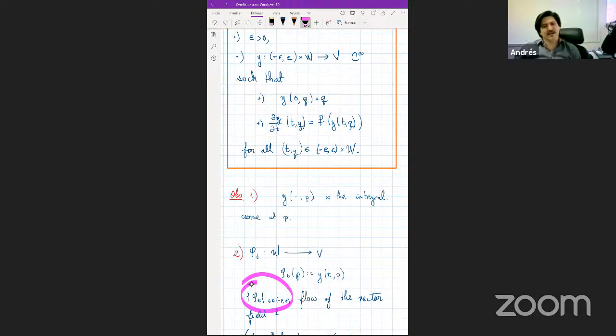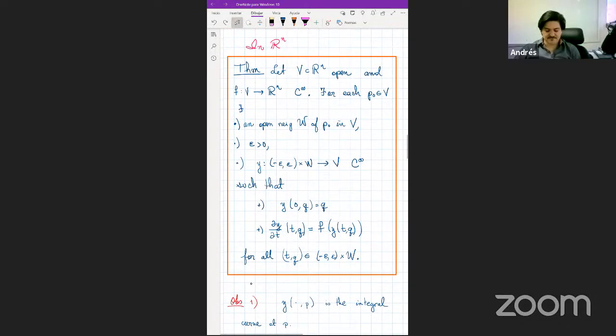I just wanted to call it flow. We will justify all of this. And notice that it is defined, in principle, on a smaller set of V. Now, let's see a couple of things about these functions. Remember that they are governed by this theorem here.